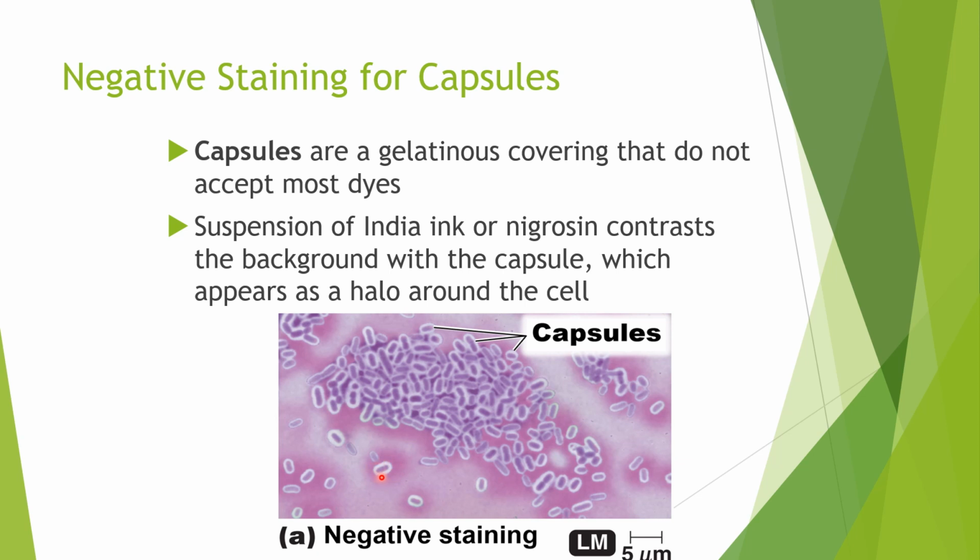Do you see how here is my bacteria, that purple one, and then there is this white halo around it? That halo is the capsule. Okay, so if there was no halo, that would tell you the bacteria doesn't have a capsule. But if you do see that halo after doing the capsule stain procedure, that tells you that it has a capsule.